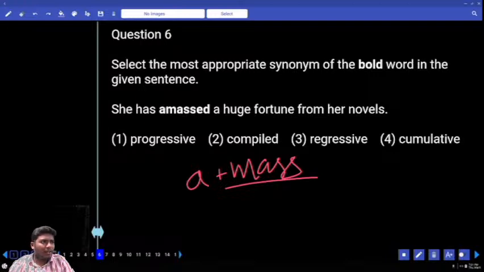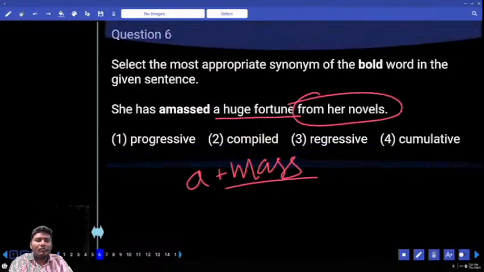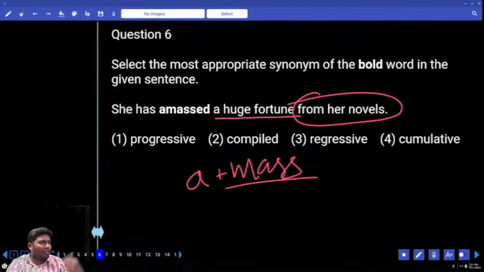Can anybody tell me the meaning of this word? What do you mean by gathering a huge fortune? Here fortune is nothing but wealth, money. How did she earn her money? From her novels. She has written novels and she used to get money. Now get the meaning of the word amassed here.